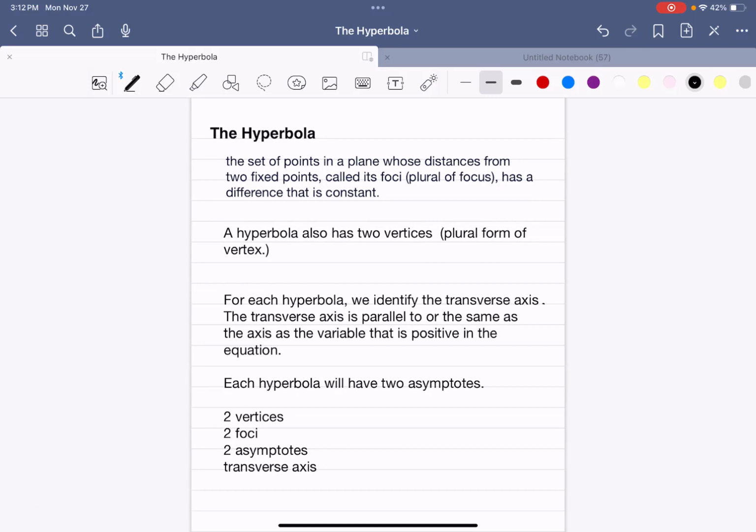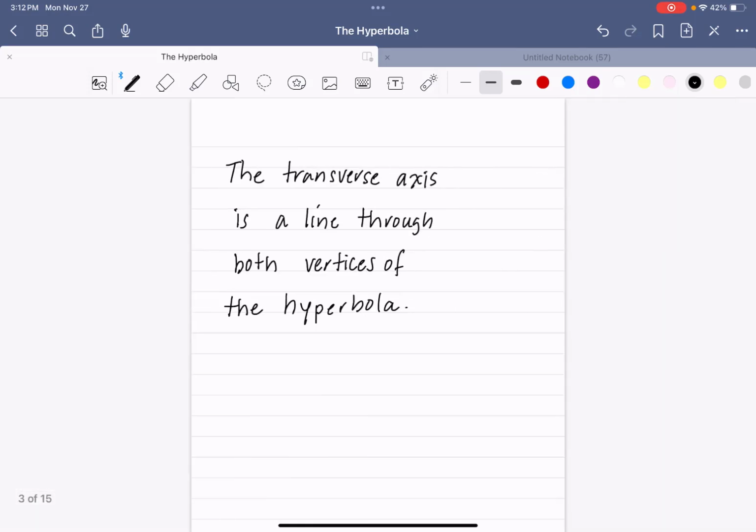The transverse axis is parallel to or the same as the axis of the variable that is positive in the equation. Each hyperbola will have two asymptotes. So we have two vertices, two foci, two asymptotes, and a transverse axis. The transverse axis is a line through both vertices of the hyperbola.